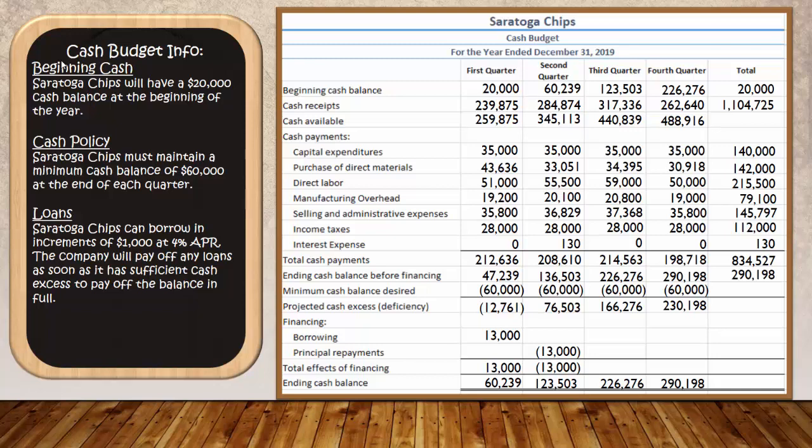Our ending cash balance before financing at the end of the year was $290,198. We still have a desired minimum of $60,000, meaning that our projected cash excess is $230,198. For the financing section, we borrowed $13,000, but we repaid that $13,000, which means that we don't have any total effects of financing. Our ending cash balance is therefore equal to our ending cash balance before financing, which was $290,198. This is the end of our cash budget.